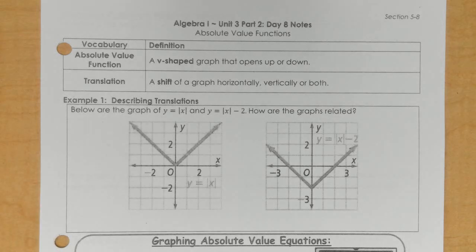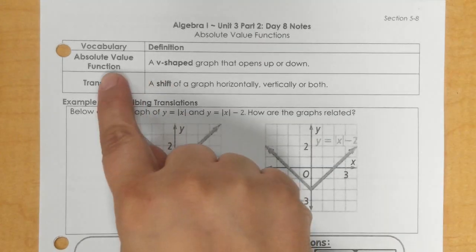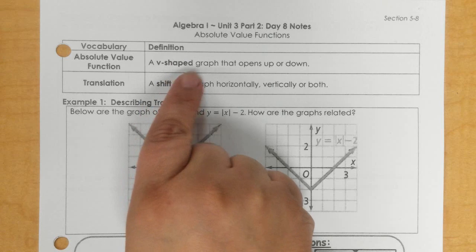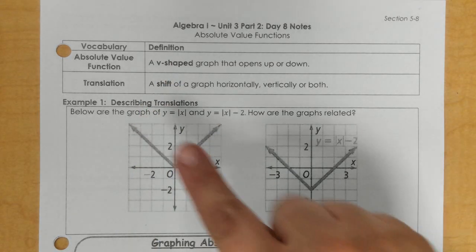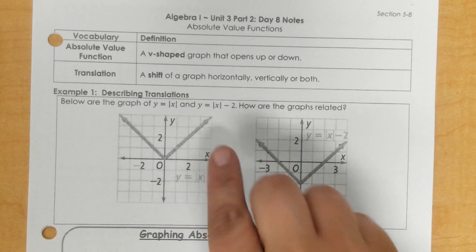For Unit 3, Part 2, Day 8 notes, we are going to graph absolute value equations, which instead of being a line, it's a V shape. So here in the vocabulary, I didn't make you fill it in, I just bolded it for you. But absolute value function is a V-shaped graph that opens either up or down. So you can see here it's opening up.